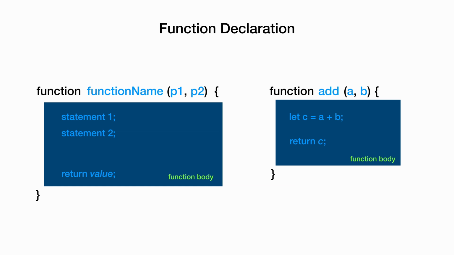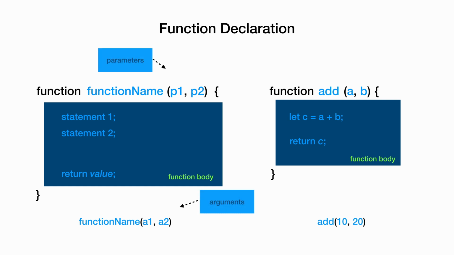Now, once we have created a function, how do we call it? It is as simple as writing the function name and putting the arguments inside the parentheses. So in the case of our add function, that translates to add followed by 10 and 20 as arguments. One thing to note here is that when declaring a function, the inputs are known as parameters, while when providing the inputs during the function call, they are known as arguments.